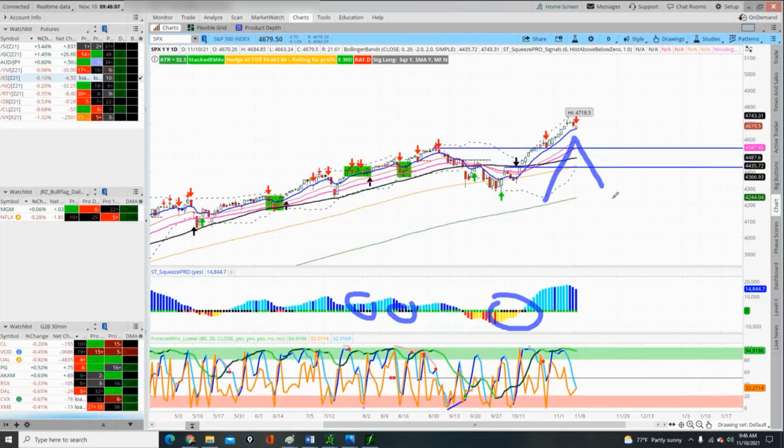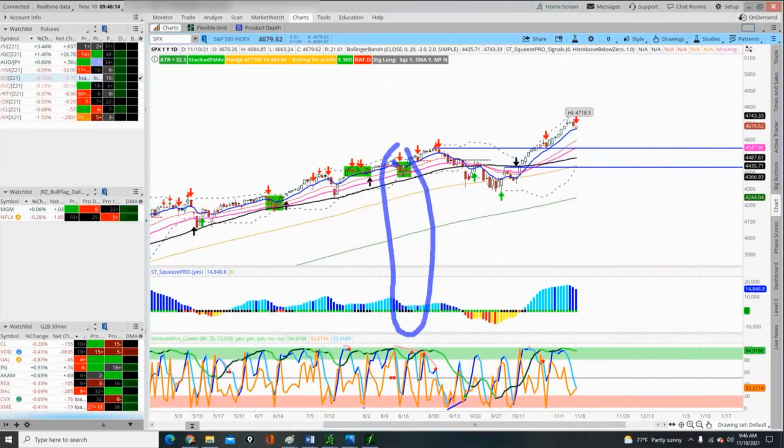So I like to see it pulling back. Okay, kind of like this. Look at this picture right here. I like to see it pulling back in a squeeze. And I prefer early into the squeeze, right? Like in this area. Because remember, that's phase one.